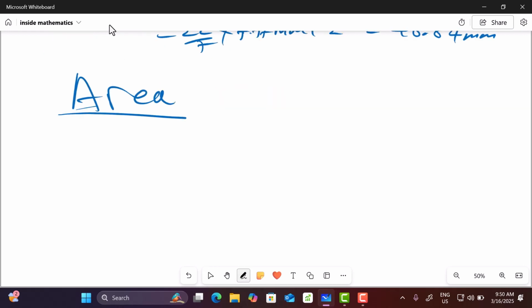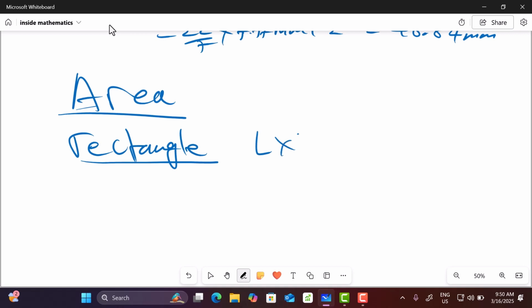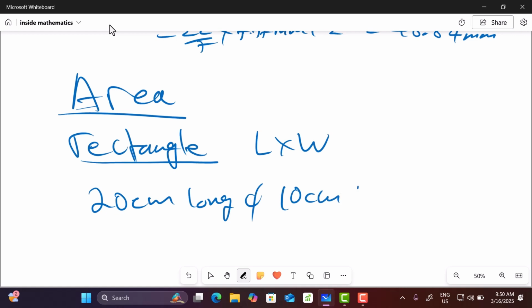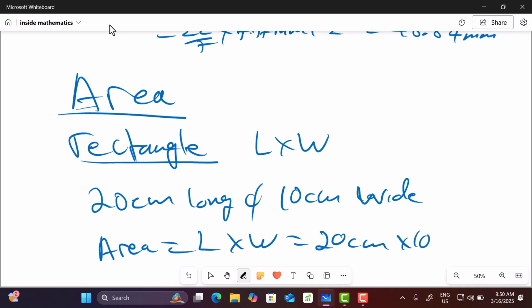So area, for example, let us start with the basic area of a rectangle. You find out that a rectangle is nothing but length times width. Let us give an example in which we want to find the area of a rectangle which is 20 centimeters long and 10 centimeters wide. If you are looking for the area, like I said, it's length times width. So it will be 20 centimeters times 10 centimeters, which gives us nothing but 200.